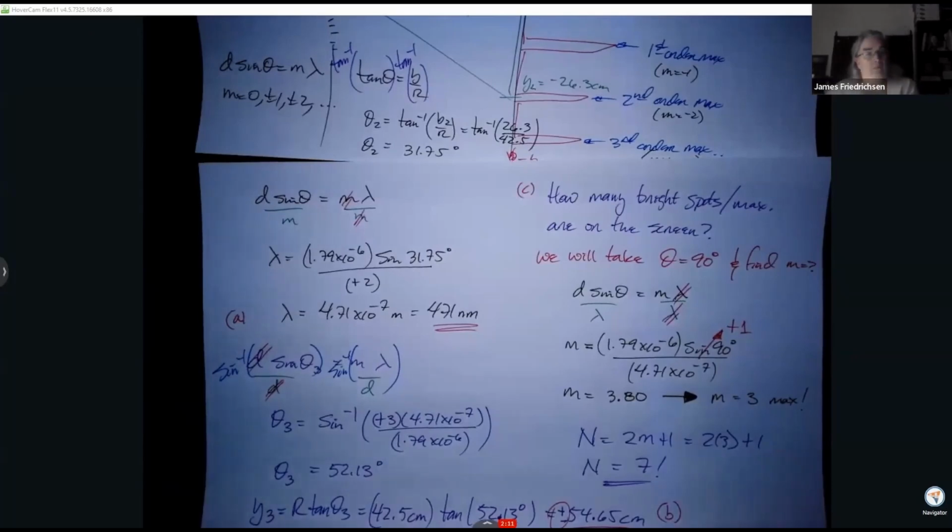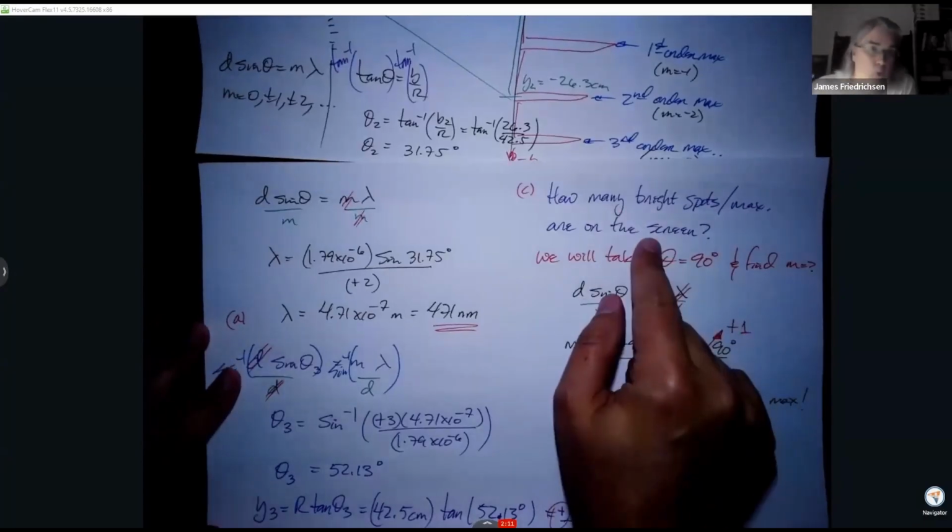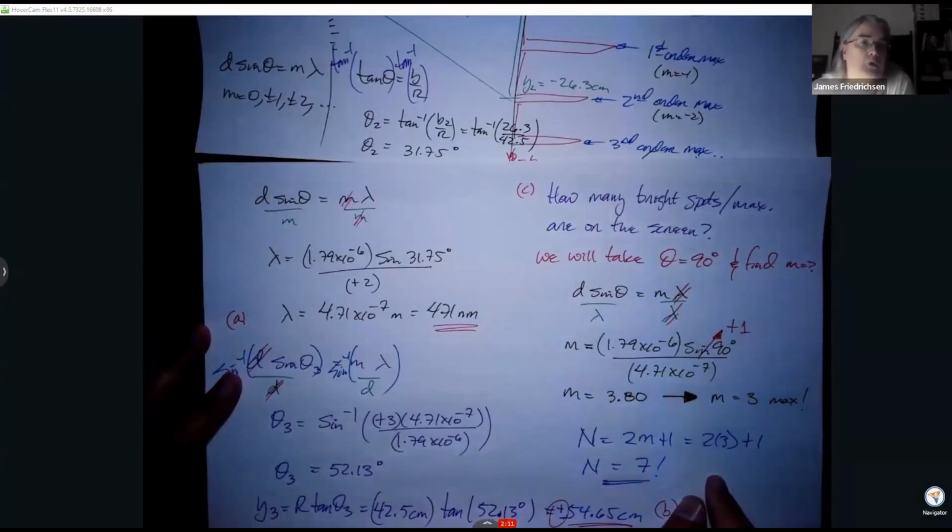Yeah, so the maximum order would be 3, so up to 3rd order, but the number of actual spots or lines or whatever is going to be 7. So it depends on what they ask. If they ask for what's the maximum order, then it's 3. 3rd order.